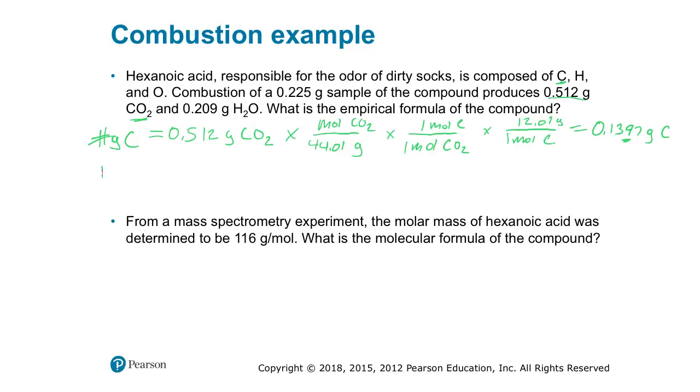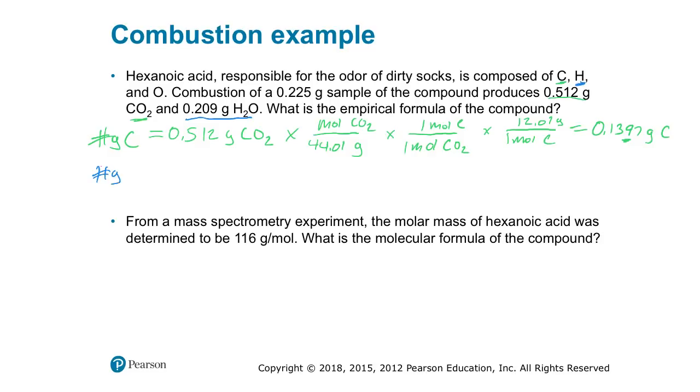Okay, now let's switch colors. So let's go back to whatever it was, I think blue was the hydrogen on the previous slide. So our hydrogen is being converted into water. So how much of that water mass is due simply to the hydrogen atoms?